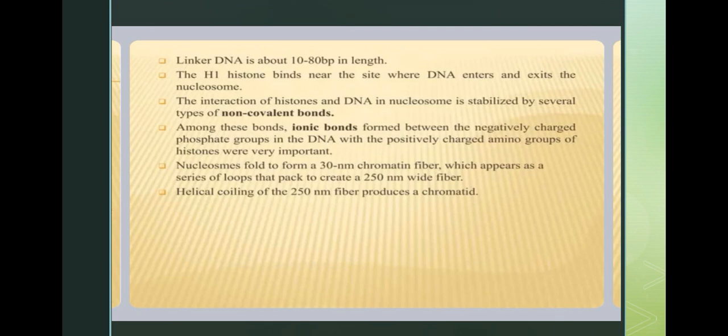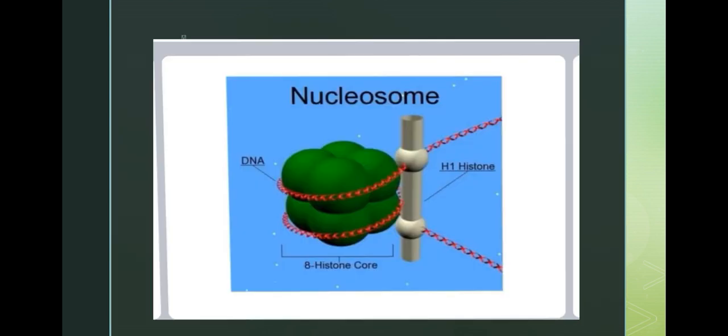The interaction of histones and DNA in the nucleosome is stabilized by several types of non-covalent bonds. Among these bonds, ionic bonds formed between the negatively charged phosphate groups in the DNA and the positively charged amino groups of histones are very important. Nucleosomes fold to form a 30 nm chromatin fiber, which appears as a series of loops that pack to create a 250 nm wide fiber. Helical coiling of the 250 nm fiber produces a chromatid.